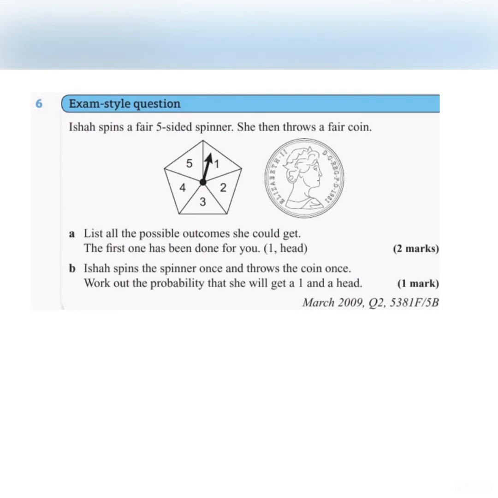Okay, so let's try this exam question. It says Isha spins a fair 5-sided spinner, and then she throws a fair coin. List all the possible outcomes she could get. The first one has been done for you, so you could have 1 and a head. And then part B says Isha spins the spinner once and throws the coin once. Work out the probability that she will get a 1 and a head. Okay, so if you want to pause the video, have a go, and then check your answer.